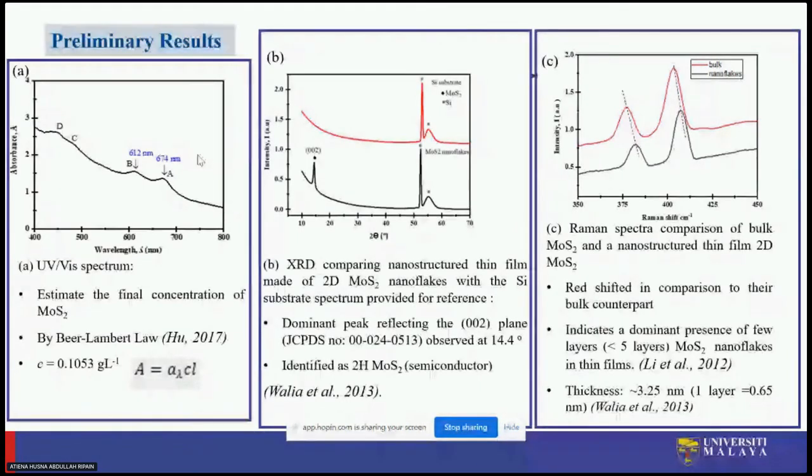And the next one, the XRD result was used to determine the crystallinity of the sprayed 2D MoS2 nanostructure thin film, while the Si substrate was used as a reference. It can be seen that the dominant peak reflecting the 002 plane was observed at 14.4 degree, and can also be identified as 2H MoS2, which is a semiconductor. So this reflects the nature of the thin film, which consists of 2D MoS2 nanoflakes composed of mostly the 002 plane.